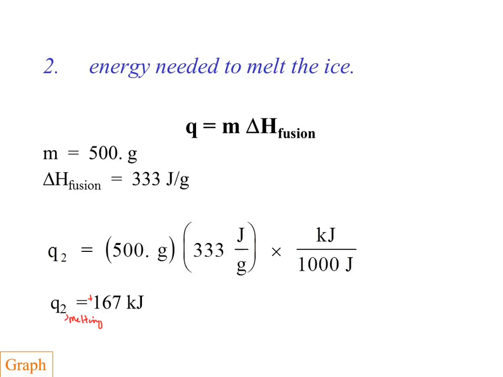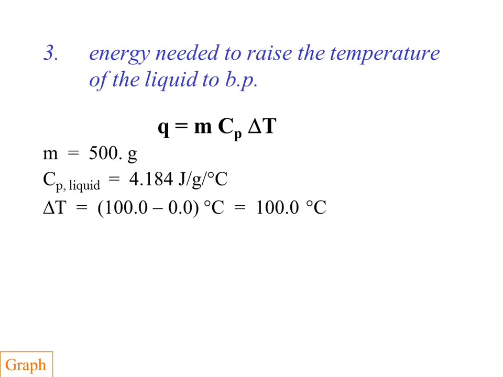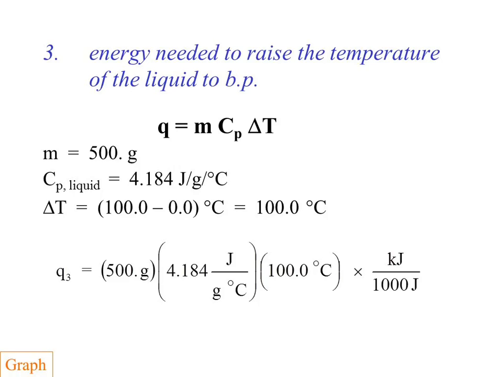And then once it's all a liquid, now we're ready to go from the melting point temperature to the boiling point temperature. Okay? And that's why those two temperatures on that table are so important. So our delta T is going to be 100.0 degrees Celsius. Since it's a liquid, we're back to using that familiar specific heat of 4.184 joules per gram degree Celsius.